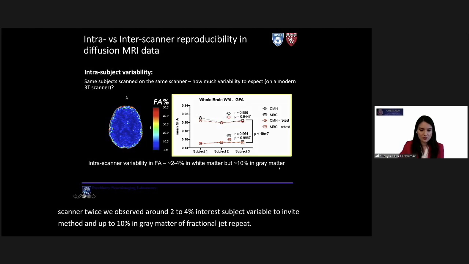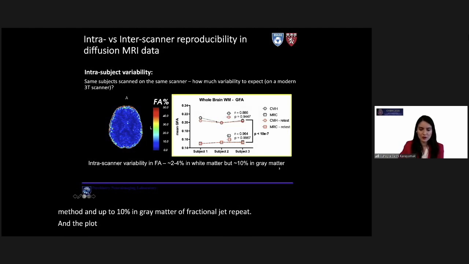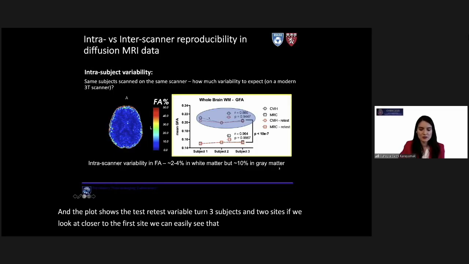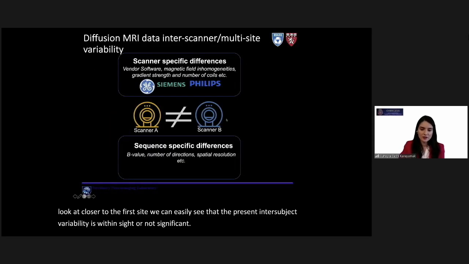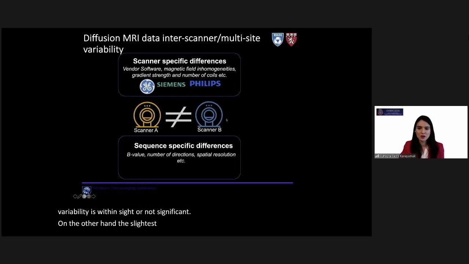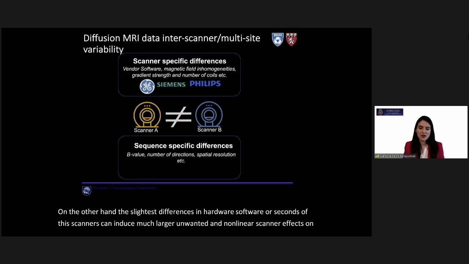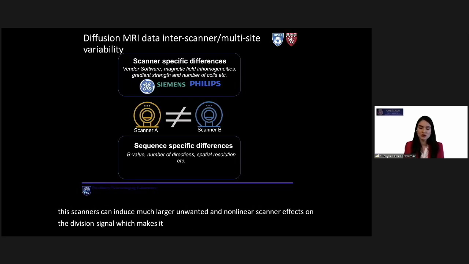And the plot shows the test-retest variability on 3 subjects and two sites. If we look closer at the first site, we can easily see that the intrasubject variabilities within site are not significant. On the other hand, the slightest difference in hardware, software, or sequence of the scanners can induce much larger unwanted and nonlinear scanner effects on the diffusion signal, which makes it impossible to naively pool the diffusion MRI data across multiple scanners for joint analysis.